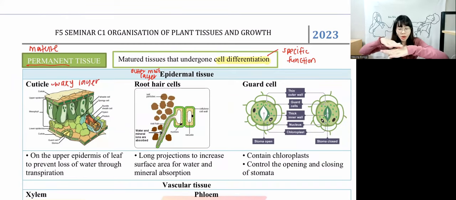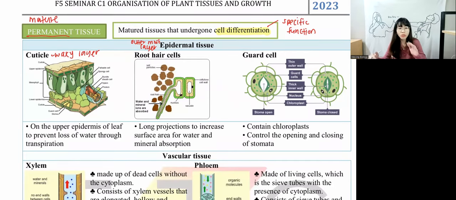We have two surfaces. We have the smooth surface, we have a rough surface. So the smooth surface is because they have wax. Let's say in the city, our waxy layer is not very thick because, even though we have a lot of light, we have a lot of buildings that cause reflection, so the waxy layer is not so thick. But at the seaside, the cuticle is thicker because they have to prevent even more water loss. So that's why cuticle is to prevent excess water loss.